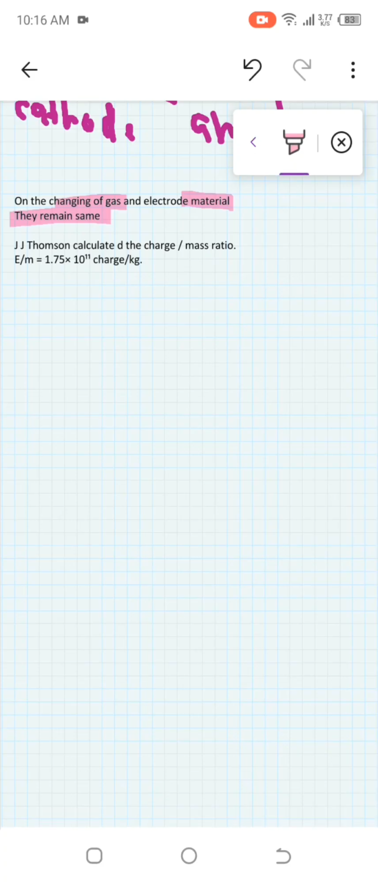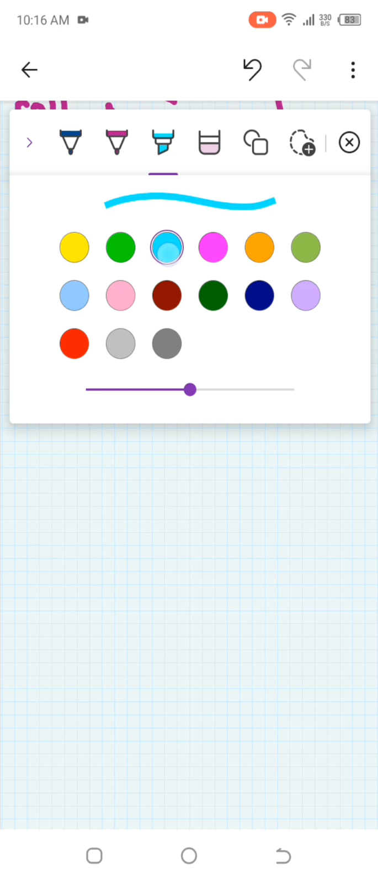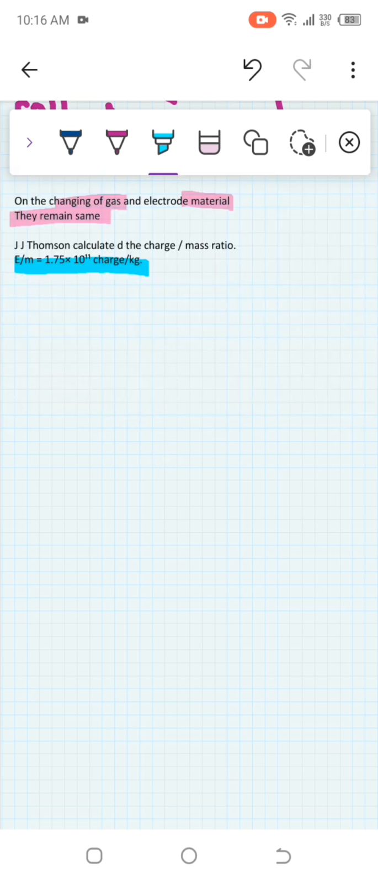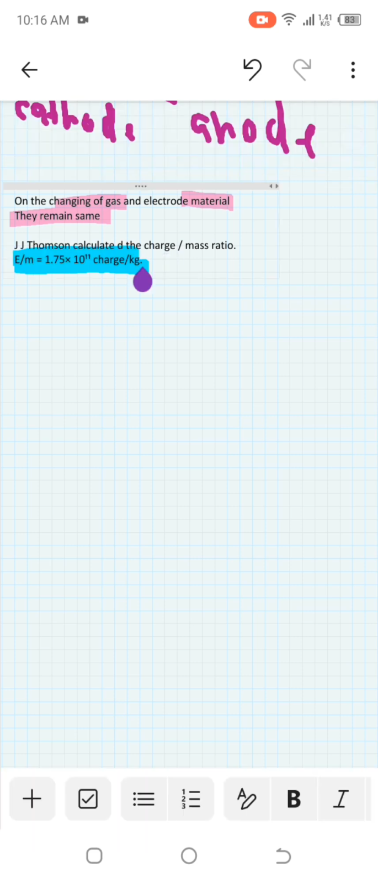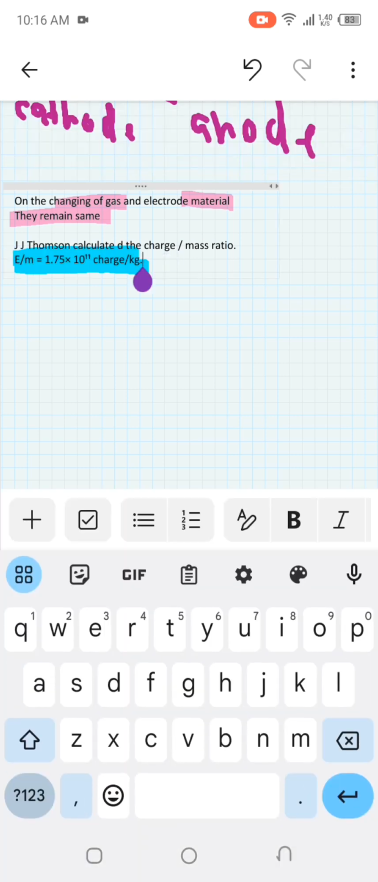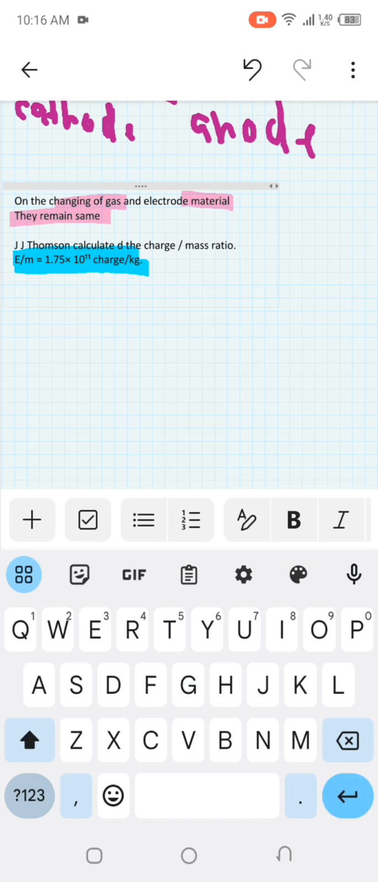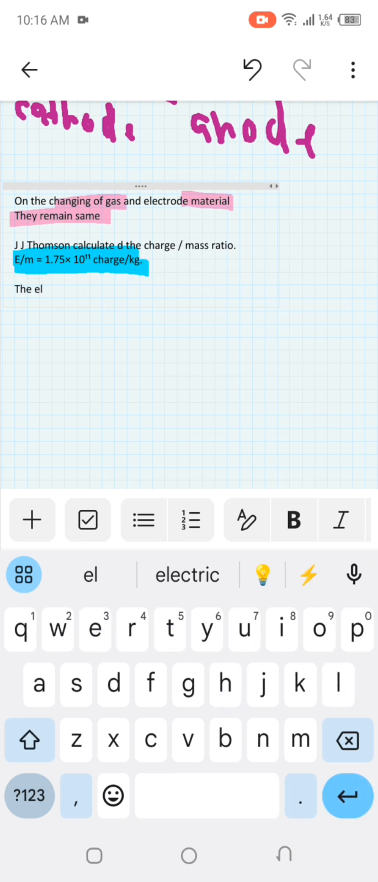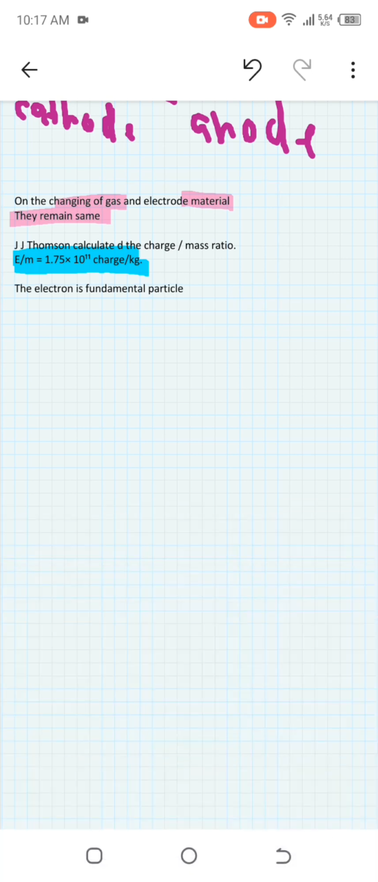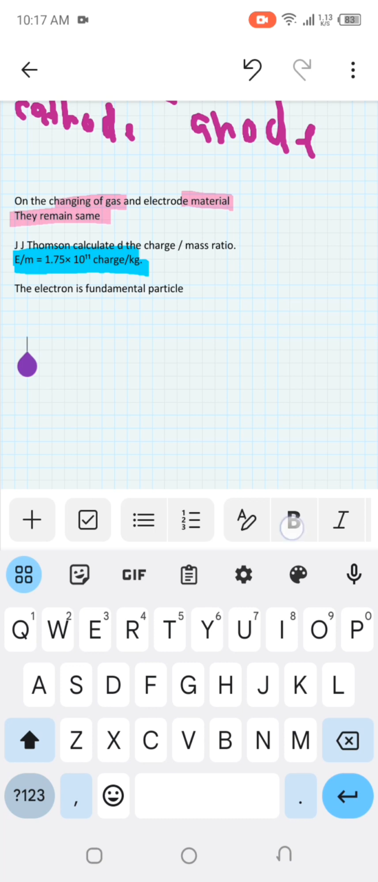This was the value of the charge to mass ratio, which is constant, and which was calculated by J.J. Thomson. Through this value, they identified that the electron is a fundamental particle. After that, there was another scientist.